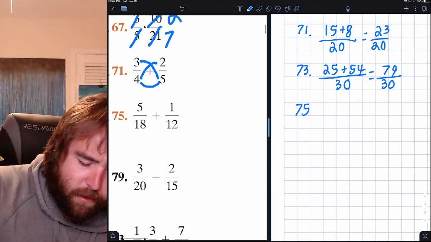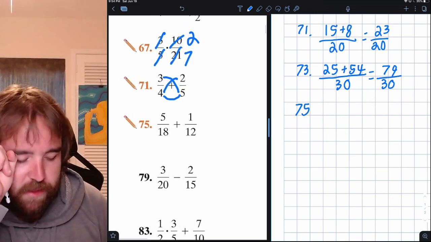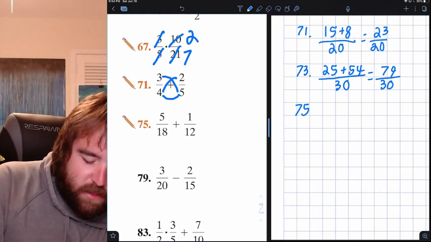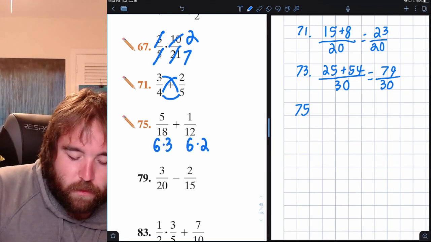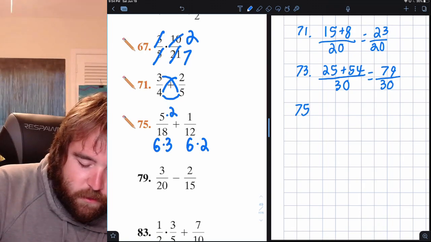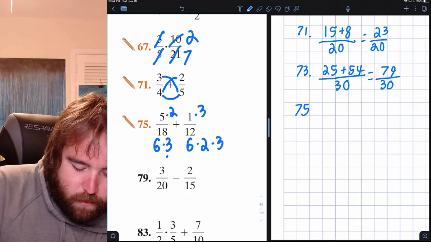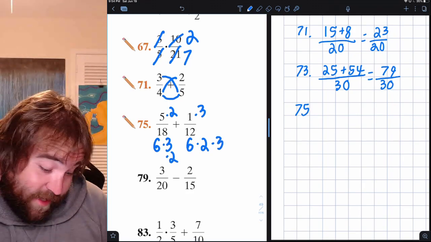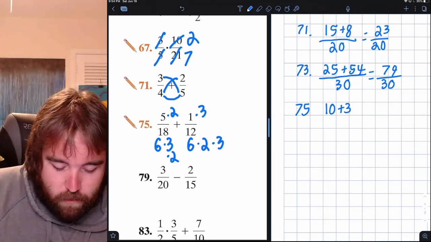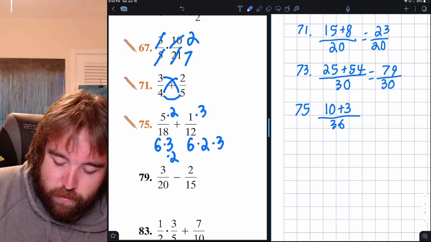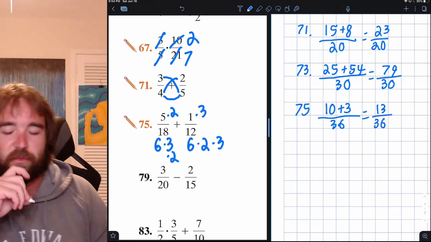Again, common denominator. I'm actually just gonna, no, we'll do a little better. So what's a good common denominator here? Well, 18 is 6 times 3, and 12 is 6 times 2. So really we just need to multiply this one by 2 and this one by 3. And then our common denominator is going to be 36. So we've got 10 plus 3 over 36. 13 over 36. And yeah, we can't simplify that.